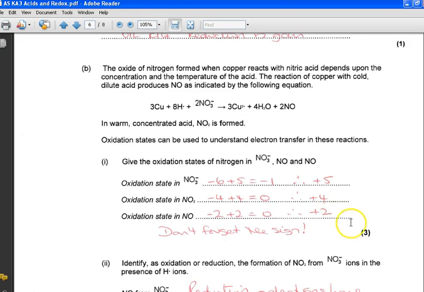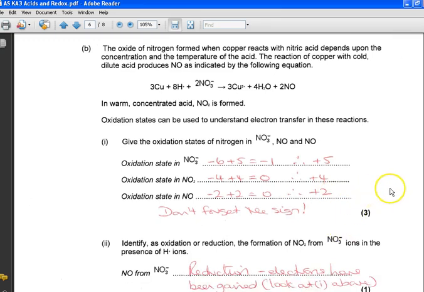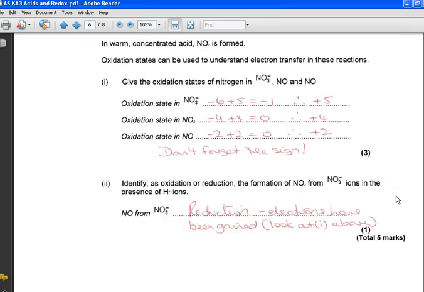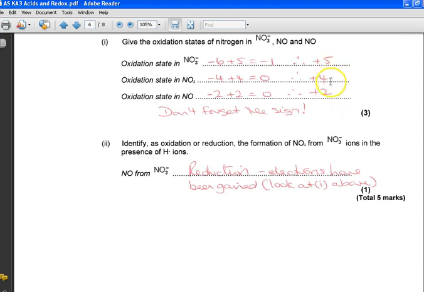Here it's +4. Here it's +2. Don't forget to write the plus sign. And then if you look at those, what's happening to the formation of NO2 from NO3-, yeah. So it's gone from +5 to +4. So has it gained or lost an electron? It's gained an electron, so it's been reduced.